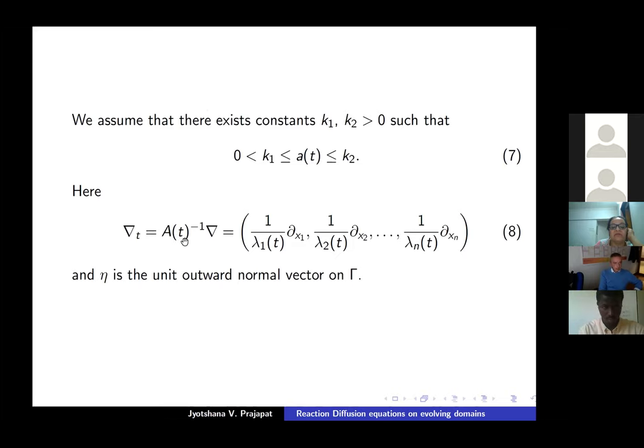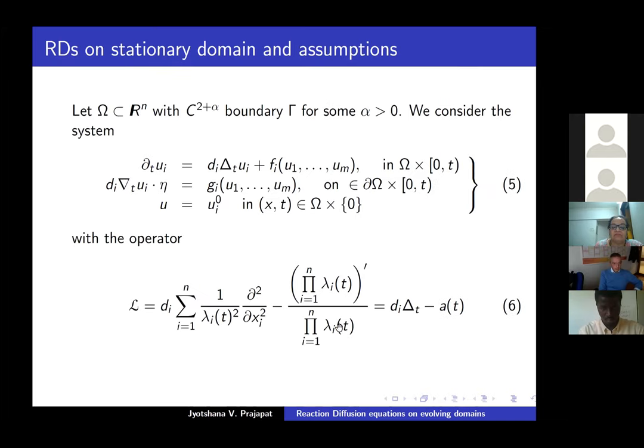So it is going to be AT inverse of the nabla which I have, and it is of this particular form. For the sake of the calculations that we need to do, it is a natural condition that we assume that these coefficients which appear over here are bounded. Since in this paper we are only interested in global existence and regularity, we are assuming everything is kind of fine.